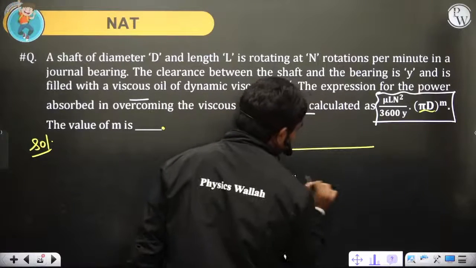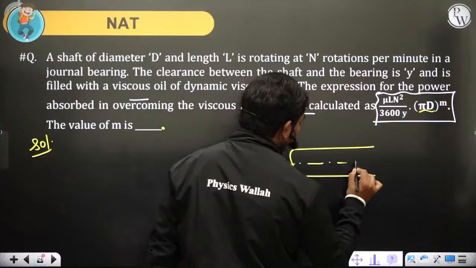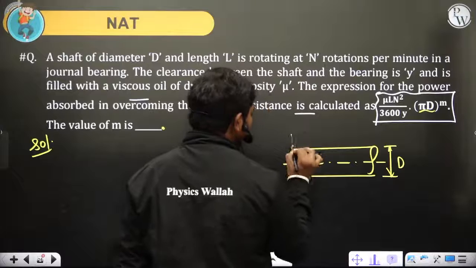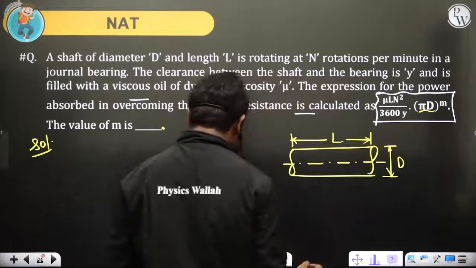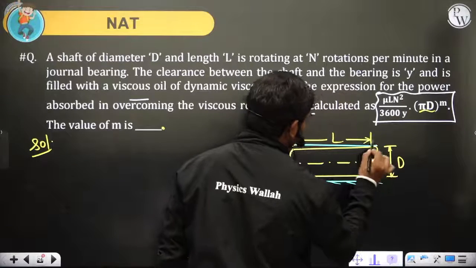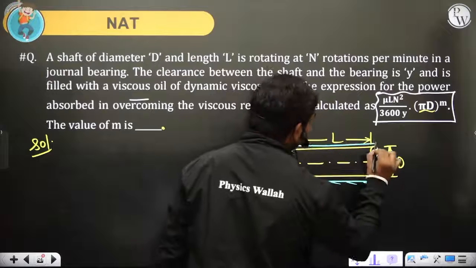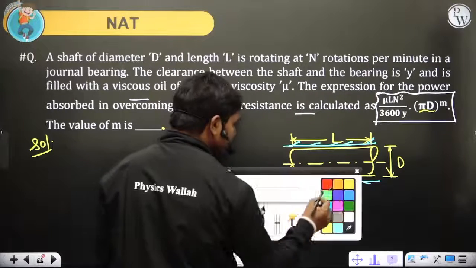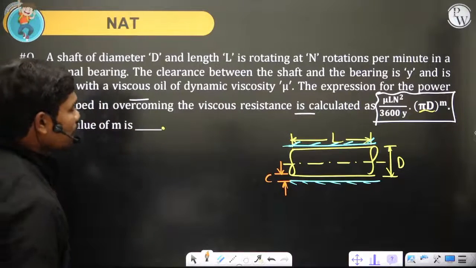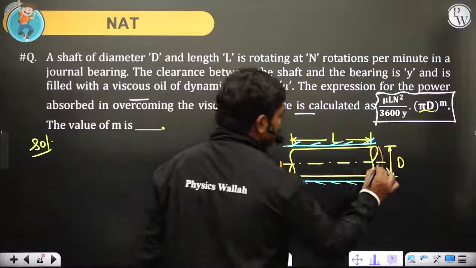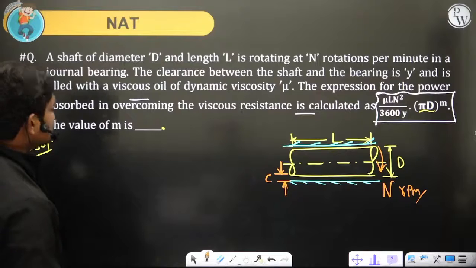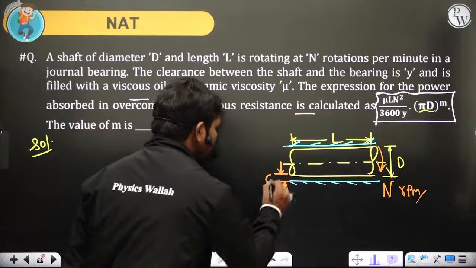A shaft of diameter d. So this is a shaft of diameter d actually, and here we got a length L obviously. Now this is inside a sleeve, inside a journal bearing obviously, and this clearance is actually C. So if this clearance is C, with diameter d and length L, this is rotating at n rpm, rotations per minute obviously. Inside a journal bearing, the clearance between the shaft is y, so this is actually y.